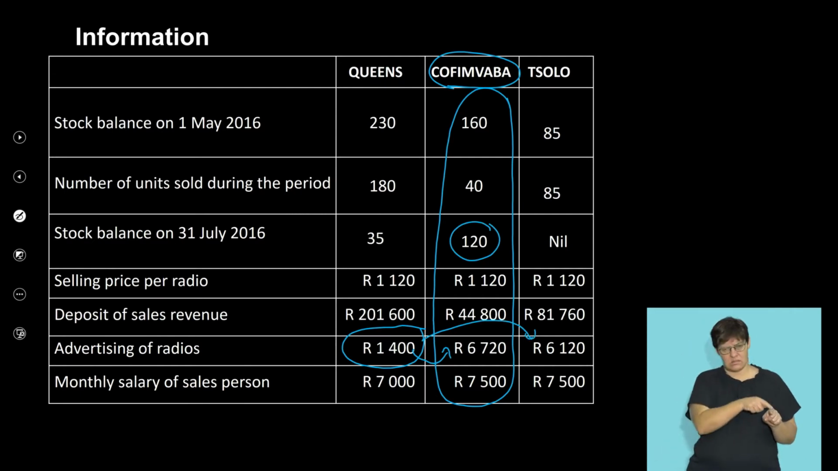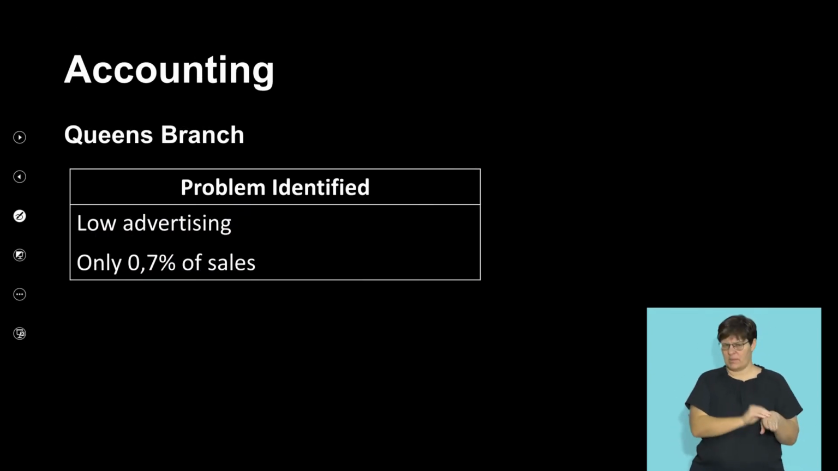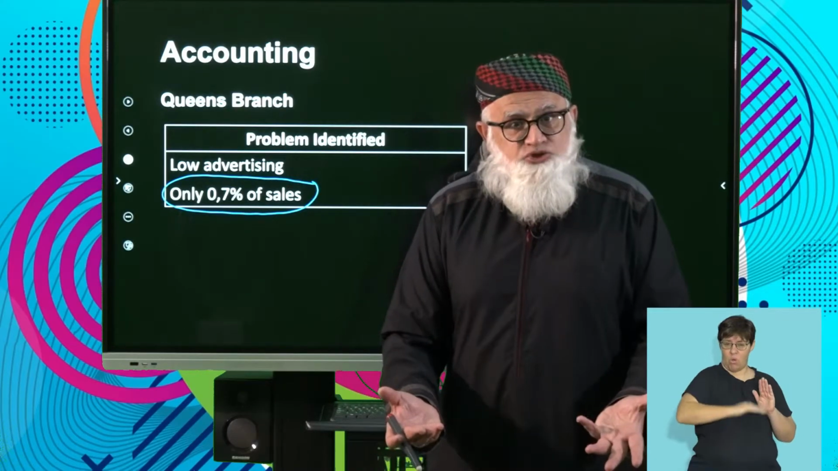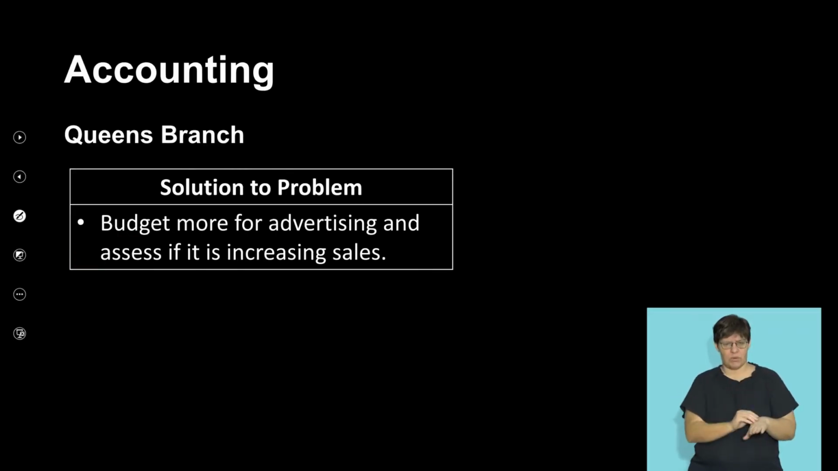Okay, so we only spent 1,400 on advertising, whereas the other branches are spending 6,720 and 6,120. So clearly you can see that we have low advertising, which is only 0.7% of your sales. So if you have low advertising, how do you remedy the situation? Very simple. We will remedy the situation by budgeting more for advertising and to assess if it increases your sales.